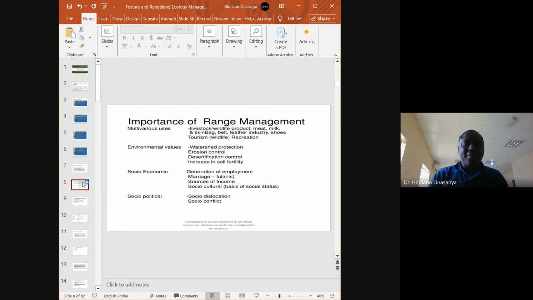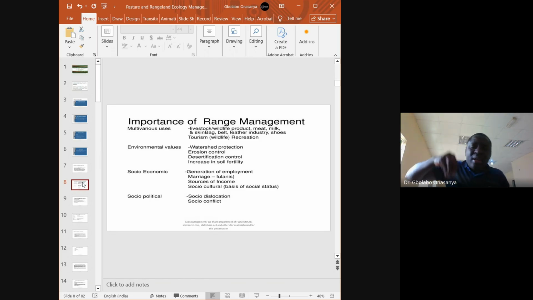Number two, environmental values. From rangeland, we have watershed protection. Rangeland provides for watershed protection. It provides for erosion control. It provides for desertification control and increase in soil fertility.